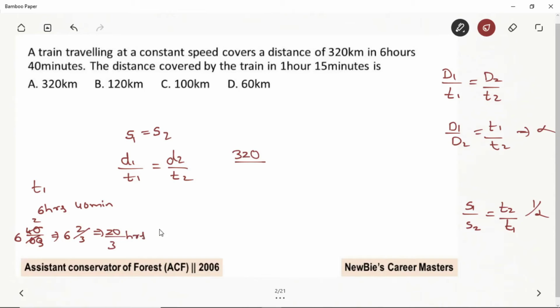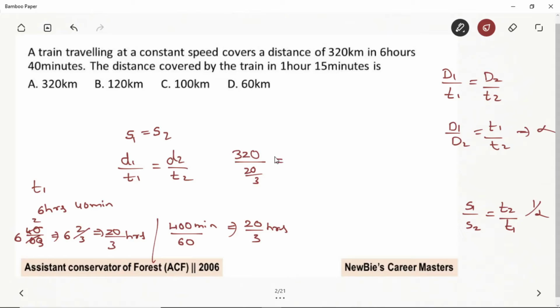Correct. Now, second way is, instead of converting this to hours, let's convert this to minutes. That is 6 hours is equal to how many minutes? Into 60. That is 360 minutes. Okay. 360 plus 40, 400 minutes. Convert this to hours. How you will convert it? Divide by 60. Am I clear? Then this is 20 and this one is 3. We got the same answer. Okay, this simple you can convert. Now I'll replace T1 with 20 by 3.